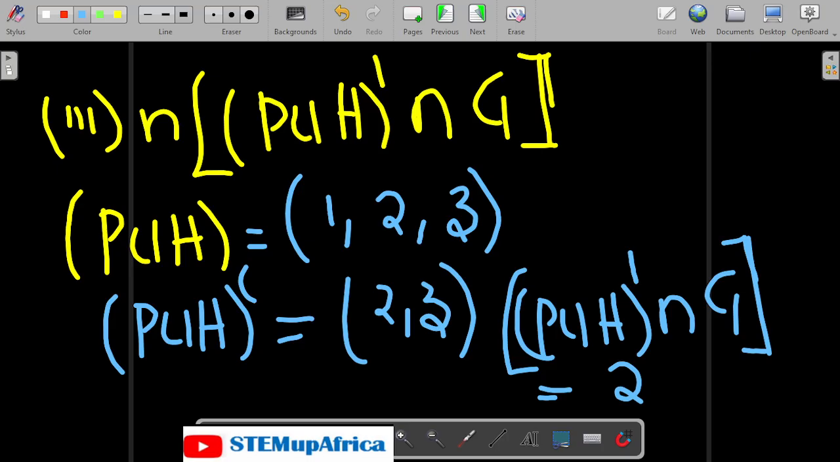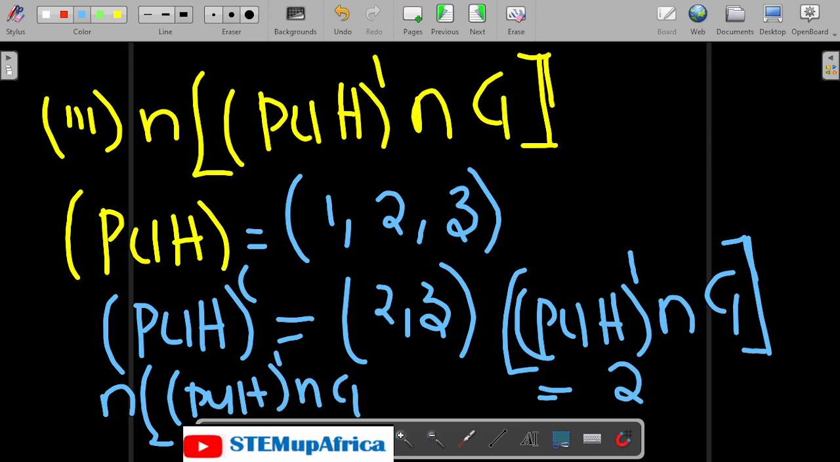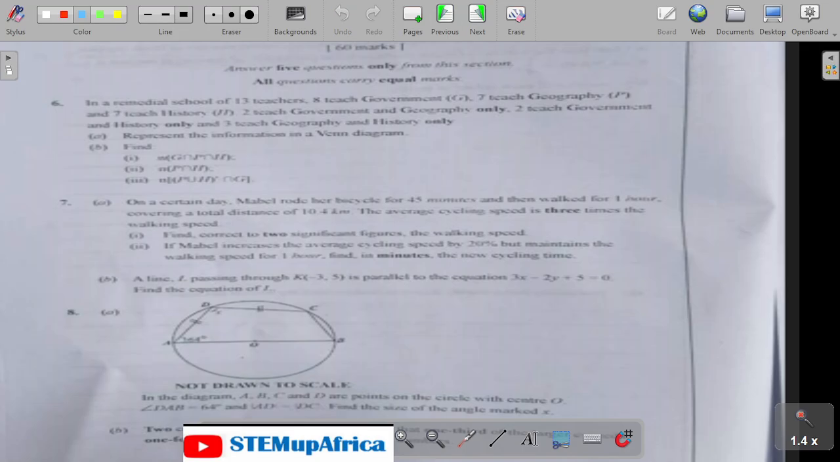So how many numbers are there? Number of P union H prime intersection G, we're also having a single number. So with that, we take care of question 6. So look at question 7.